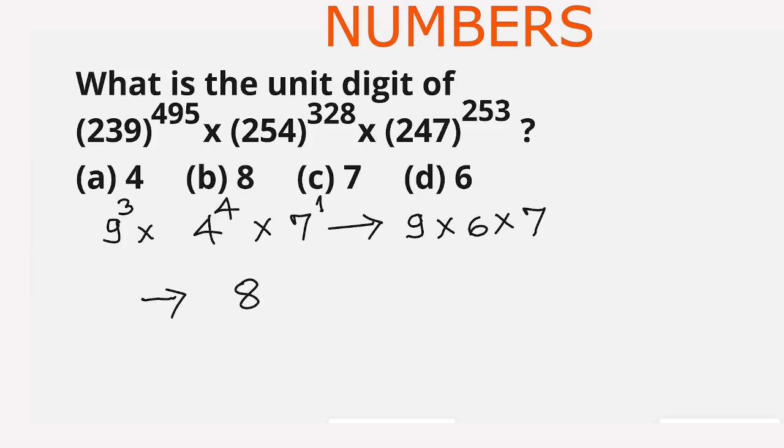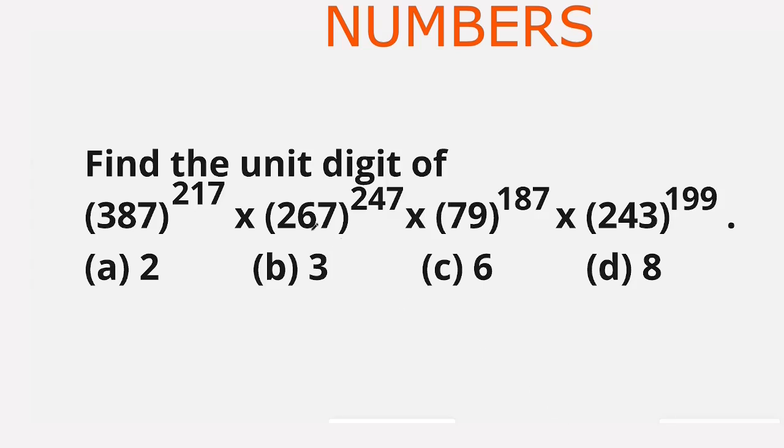So the final ones place digit of the given question, that is 239 to the power 495 multiplied by 254 to the power 328 multiplied by 247 to the power 253, the ones place of that, or unit digit of that, is 8. And from the given options, our answer is option B, 8. I hope you have understood the method of solving such type of question. We go to the next question.